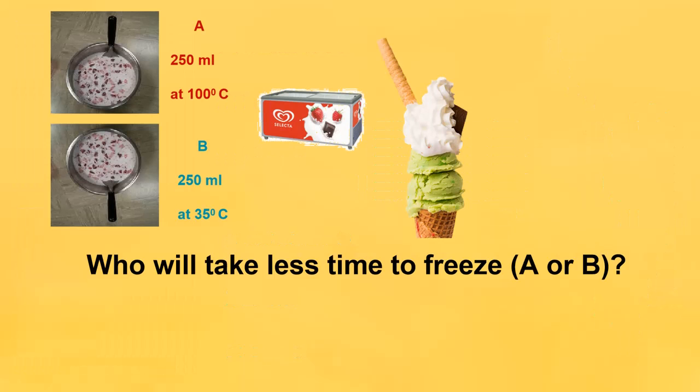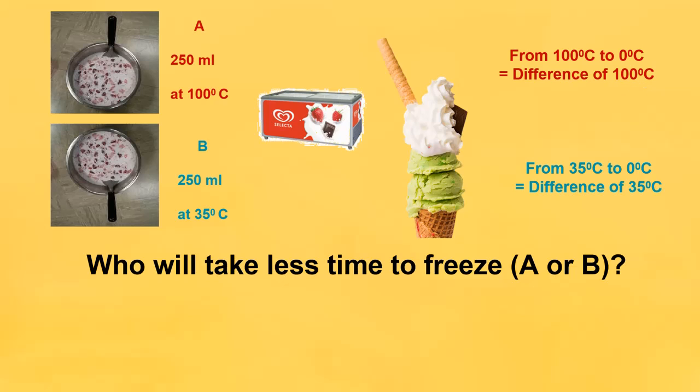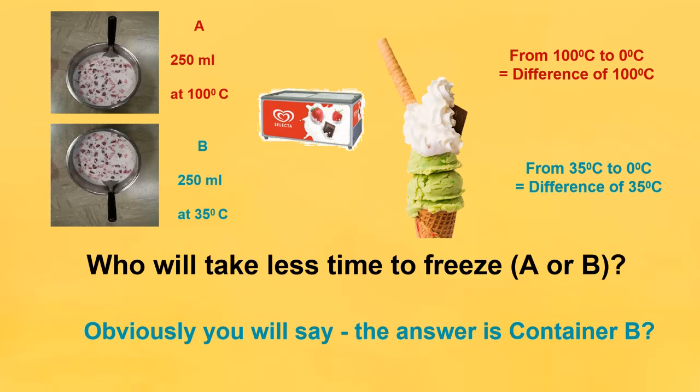Now, what do you think? Which will take less time to freeze, the milk in container A or the milk in container B? You will do a little calculation. For container A, the milk has to go from 100 degrees centigrade to 0 degrees centigrade, so it has to travel 100 degrees. Whereas in container B, it has to travel only 35 to 0, so there is a difference of 35 only. So obviously we will say container B will take less time to freeze.